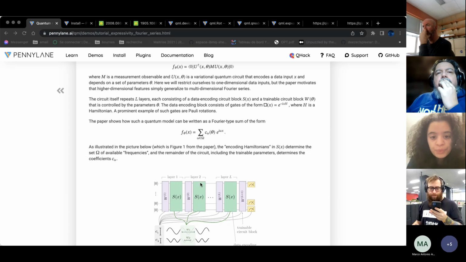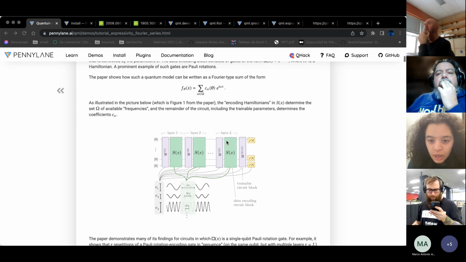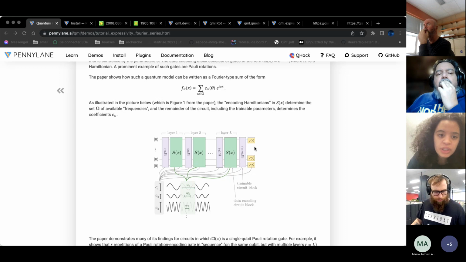The paper here, as they say, shows that a quantum model can be written as a Fourier-type sum of the form here, with these coefficients, up to a certain degree. And what they actually infer in the paper is that the degree is going to be correlated to the number of layers. We can see here that we have a last layer, L plus 1, which is another trainable circuit block, but this time without the encoding data following.